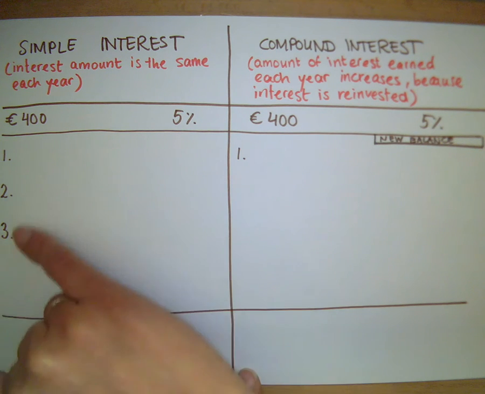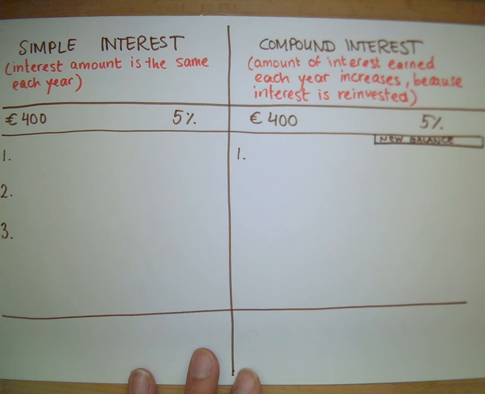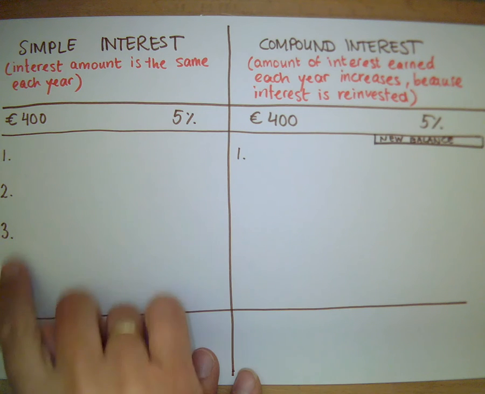And your interest each year will be the same. It'll be 5% of 400 euros each of those years that you keep it in there. In our example, we're going to keep it in the bank for 3 years.